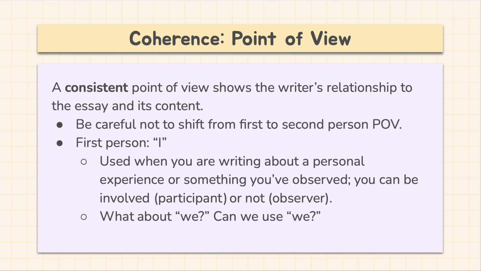And of course, we've talked about this at length with the narrative essay, right? Maintaining a consistent point of view. So we know first person is I, second person is you, and third person is like he, she, they, right? So consistent point of view shows the relationship of the writer to the essay and its content. So be careful not to shift from first to second person point of view, right?